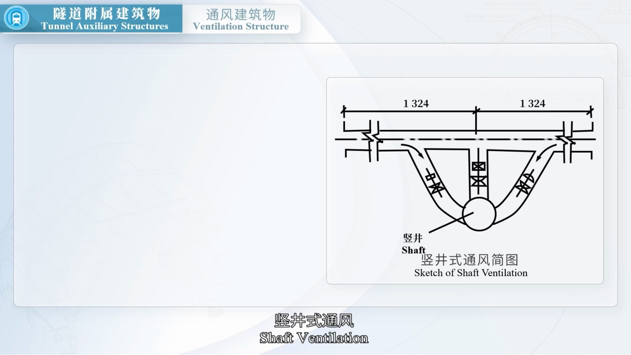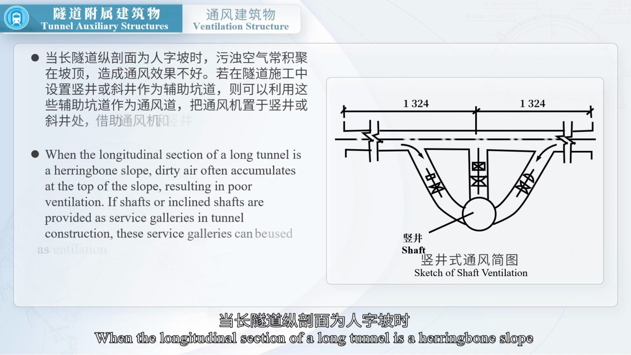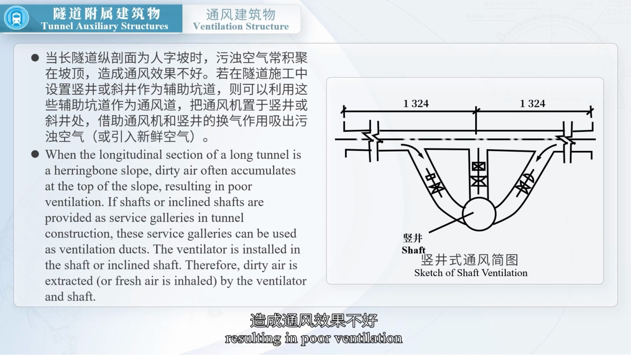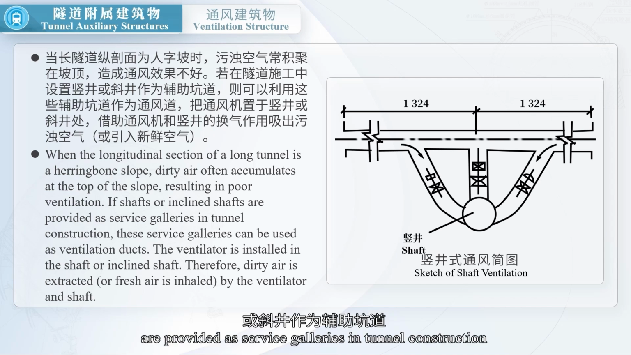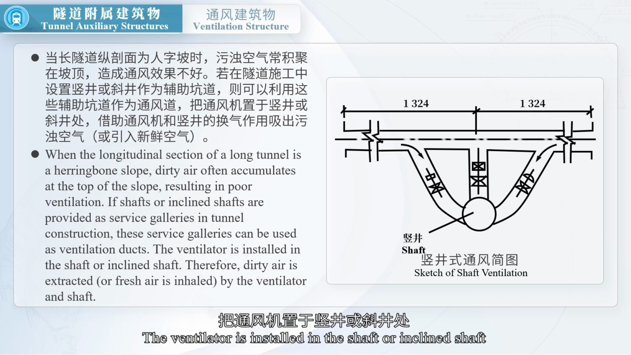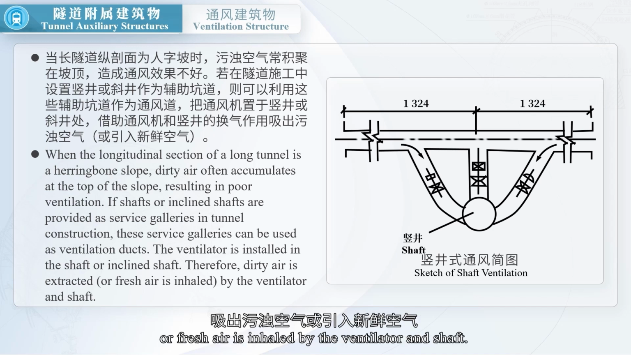Shaft ventilation. When the longitudinal section of a long tunnel is a herringbone slope, dirty air often accumulates at the top of the slope, resulting in poor ventilation. If shafts or inclined shafts are provided as service galleries in tunnel construction, these service galleries can be used as ventilation ducts. The ventilator is installed in the shaft or inclined shaft. Therefore, dirty air is extracted, or fresh air is inhaled by the ventilator in the shaft.